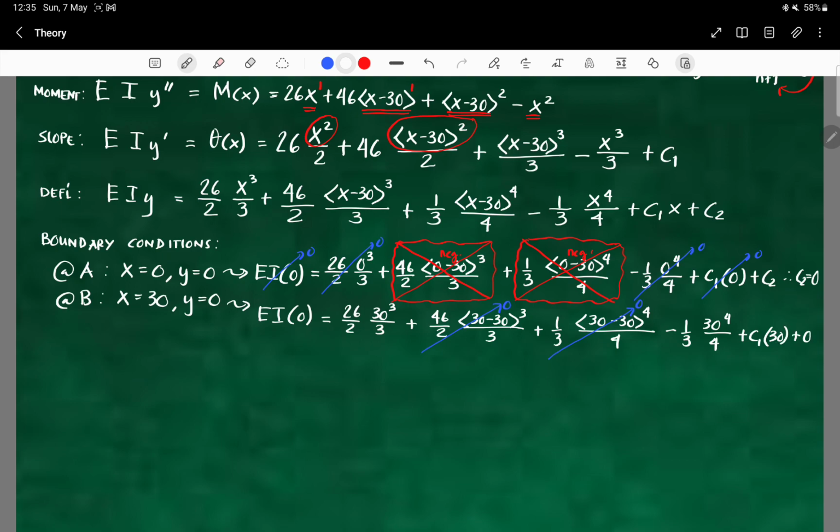C2 is 0. Thus, we can solve the value of C1. Using a calculator, we have 26 over 2, 30 cubed over 3, minus 1/3 of 30 to the power 4, plus 30 x. Let me compute that. So the value here is negative 1650. Okay?